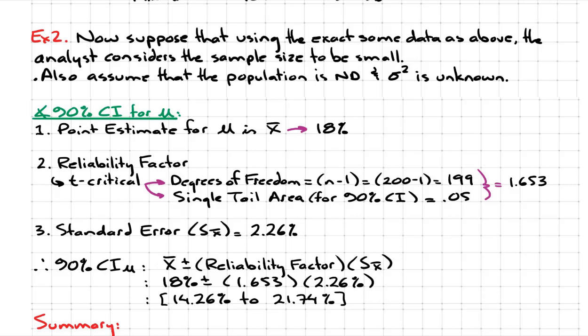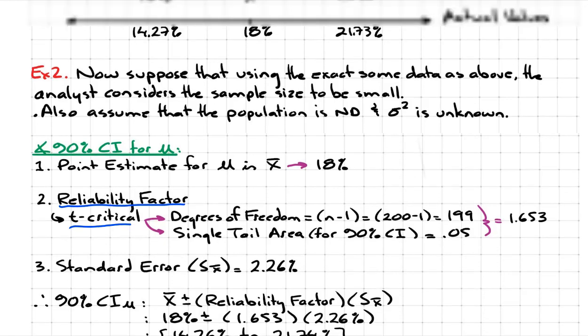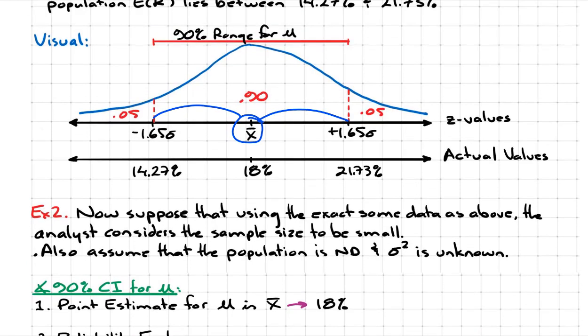So to determine how far these goalposts have to be, this is represented by the reliability factor. But because we're going to be using a T distribution here, we're going to do it a little differently. We're going to have to rely on tables. Now, to get the T critical values, these would be the goalposts. So these would be these numbers.